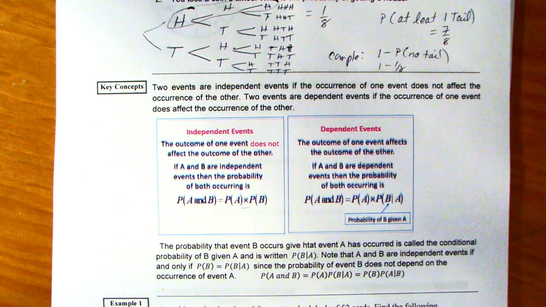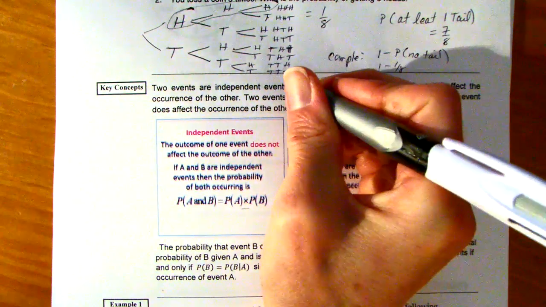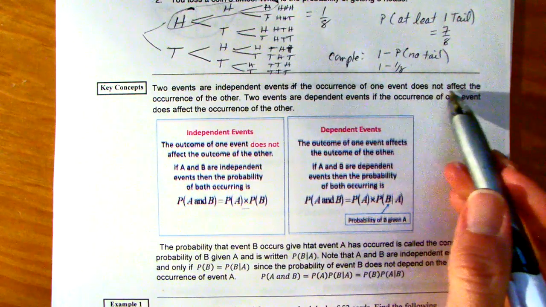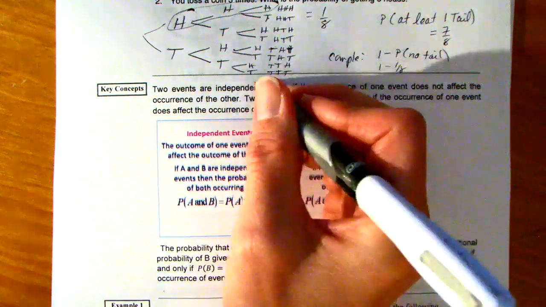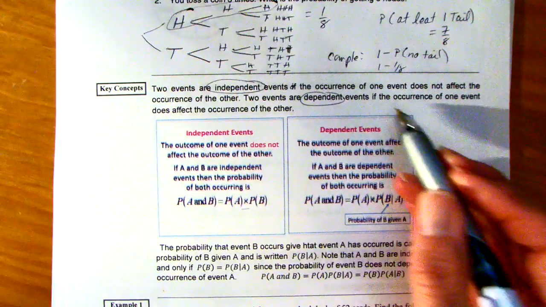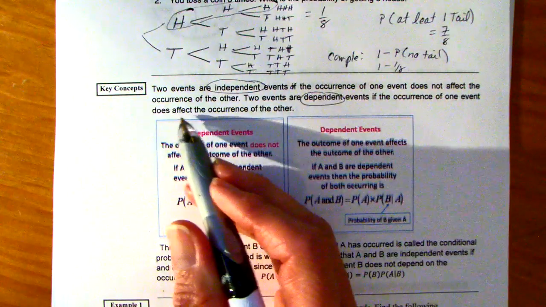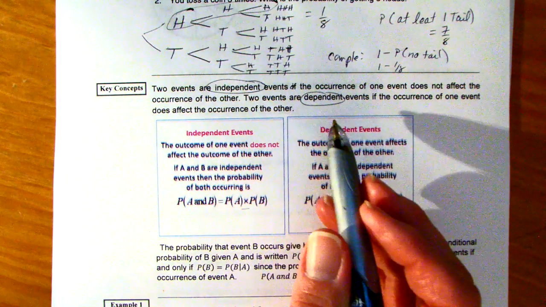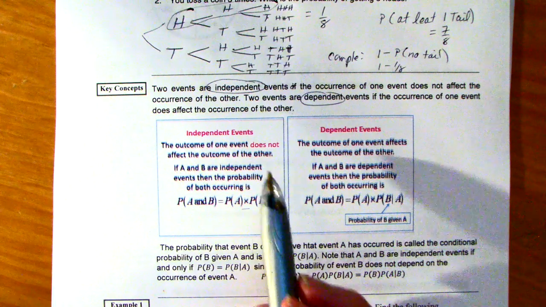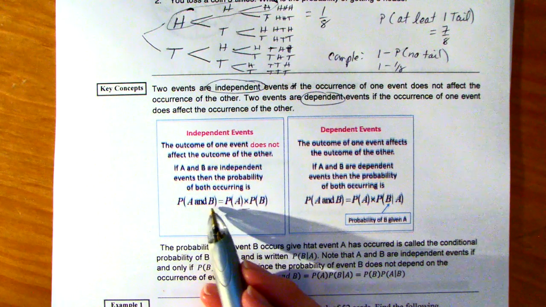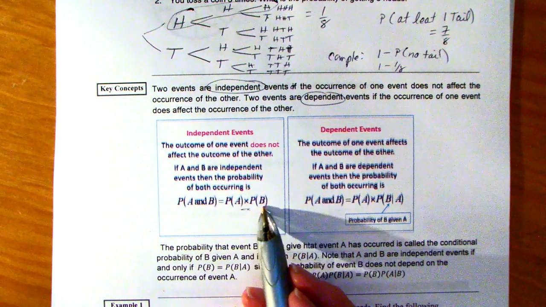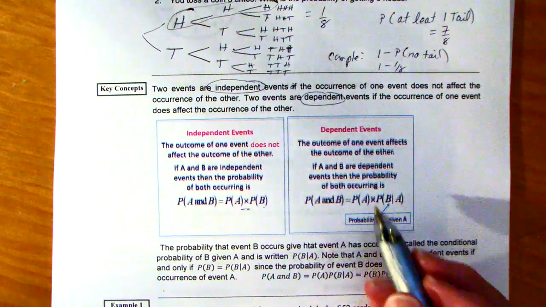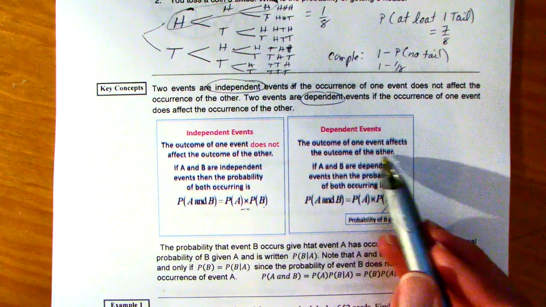Two events are independent if the occurrence of one event does not affect the other. So they're independent. Two events are dependent if the occurrence of one event does affect the occurrence of the other. So here's independent. If I want the probability of A and B, you're just going to multiply them. But what if event A makes a change? So then they'd be dependent. So the outcome of the events affects the outcome of the other.